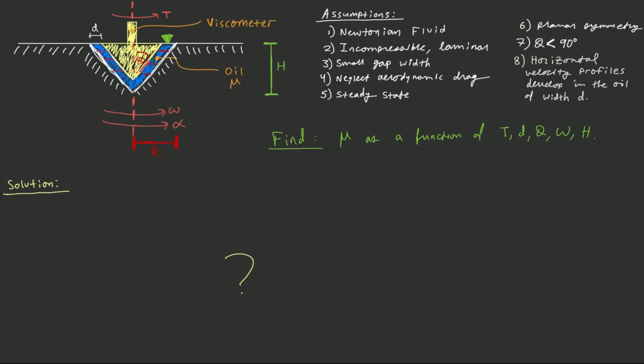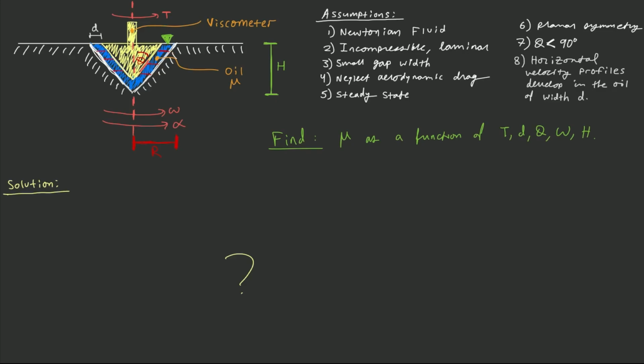And 8, we're going to assume that horizontal velocity profiles develop in the oil of width d. So we're going to assume that these red horizontal lines here reflect how the velocity profile develops within the oil as the conical viscometer spins.